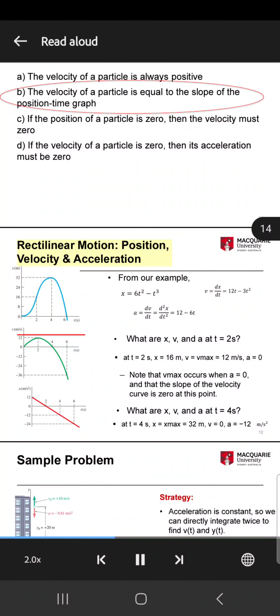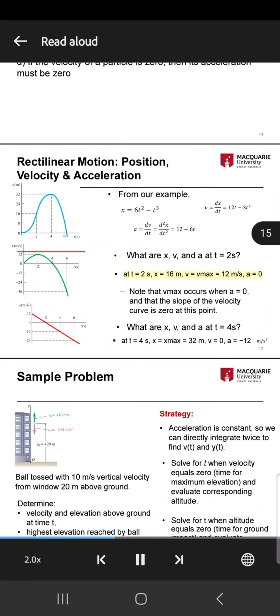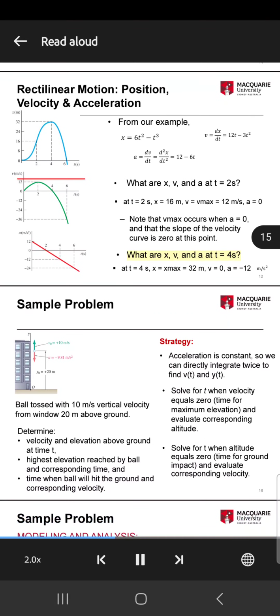Rectilinear motion, position, velocity and acceleration. v equals dx over dt equals 12t minus 3t squared. What are x, v, and a at t equals 2 s? At t equals 2 s, x equals 16 meters, v equals v max equals 12 meters per second, a equals 0. Note that v max occurs when a equals 0, and that the slope of the velocity curve is 0 at this point. What are x, v, and a at t equals 4 s? At t equals 4 s, x equals x max equals 32 meters, v equals 0, a equals minus 12.